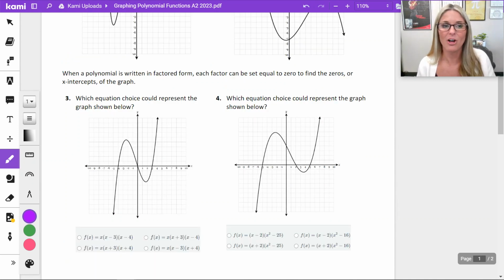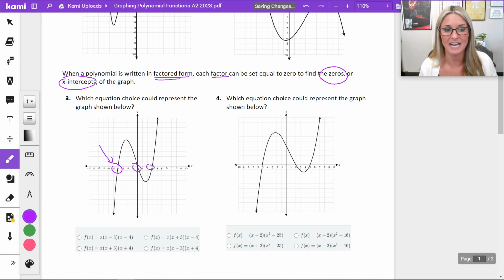For the next part, recall when a polynomial is written in factored form, we can take each of those factors, set them equal to 0, and that'll help us find those zeros or x-intercepts of the graph. Again, this is what we also did with our quadratics. Number 3, which equation choice could represent the graph shown below? So again, I've got these 3 x-intercepts, places where the graph is crossing the x-axis. This first one, x is equal to -4. Recall, we can take the factor, set it equal to 0, and solve.